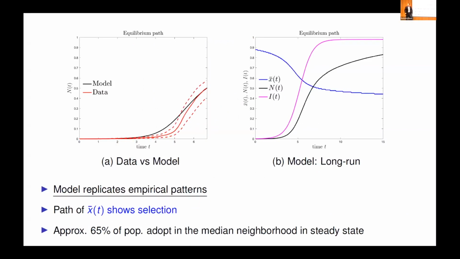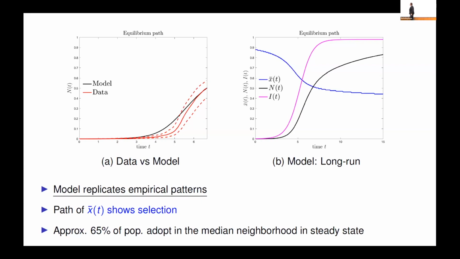Now let me tell you how my model does relative to the data. So in red is the data, in black is my model. It's not perfect, but more or less, you know. So this is the diffusion curve of the technology in Costa Rica. If I extrapolate another 10 years, following the black line, we predict that 85% of people will use this technology in 15 years.